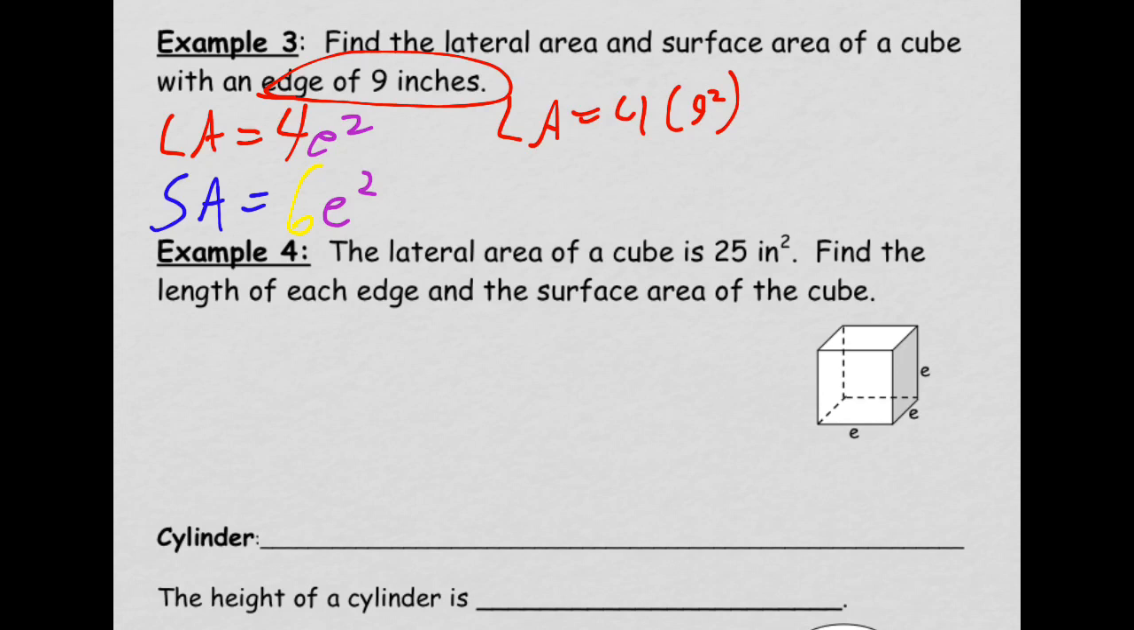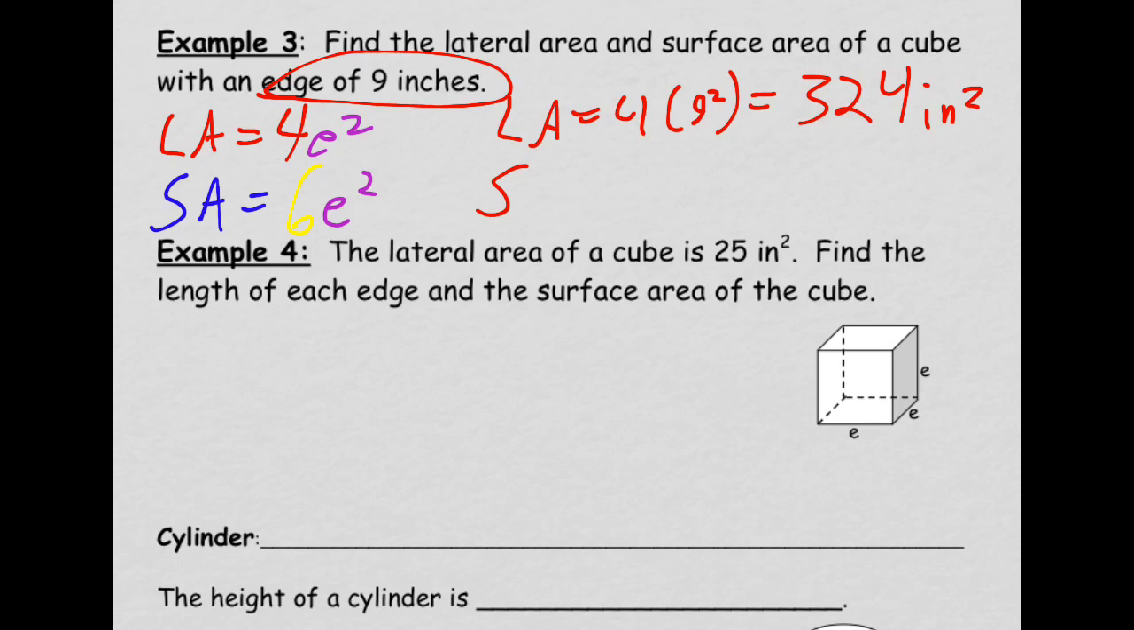And so on that, I would enter that into my handy dandy little calculator. And I would say 4 times 9 squared, and that equals 324. Forget that I'm not on the document anymore. And this is inches squared, right?